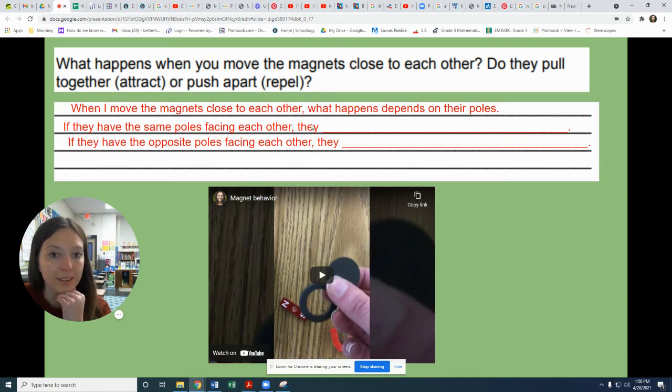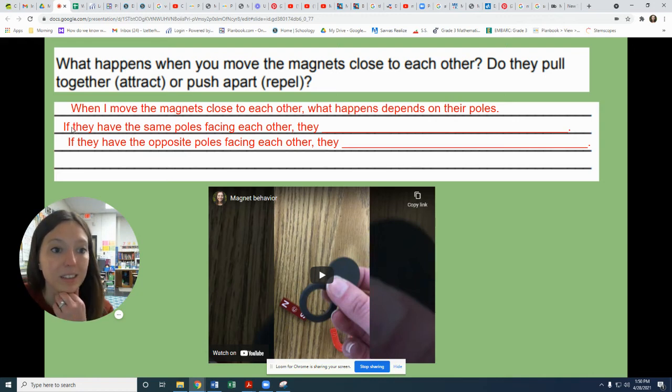When I move the magnets close to each other, what happens depends on their poles. Did you notice that? It depends on what side is near each other. So go ahead and type that very first sentence. You can copy it. And then we're on to the next two. Pause the video until you finish typing that first sentence.